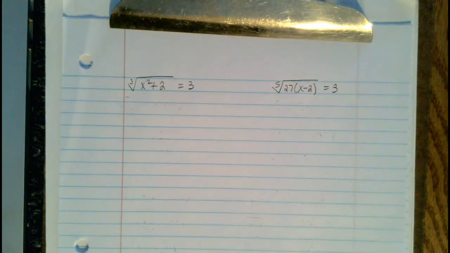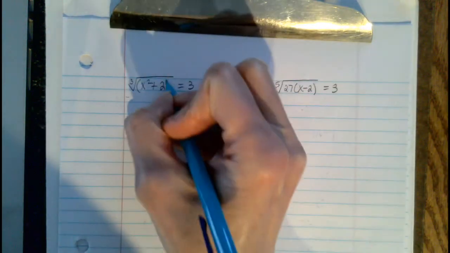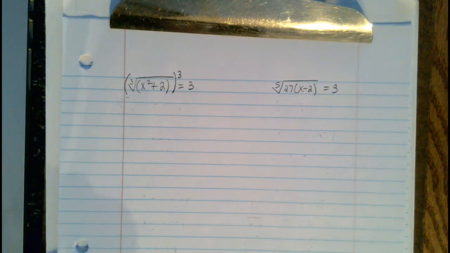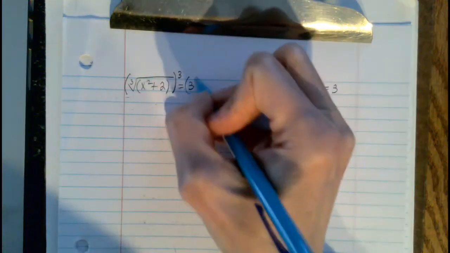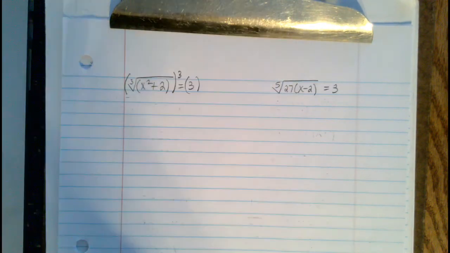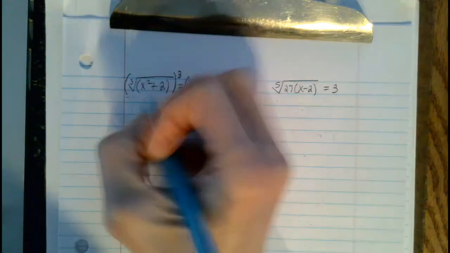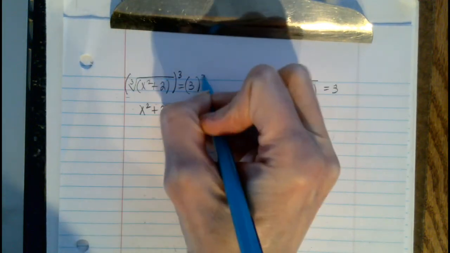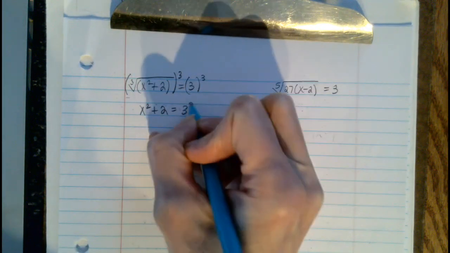What we need to do to undo the cubed root is we're going to cube it. So just like undoing the square root we squared, here we're going to cube both sides. And cube rooting and cubing cancel each other out, and we're left with x squared plus 2, might be nice if I wrote it, equals 3 cubed.